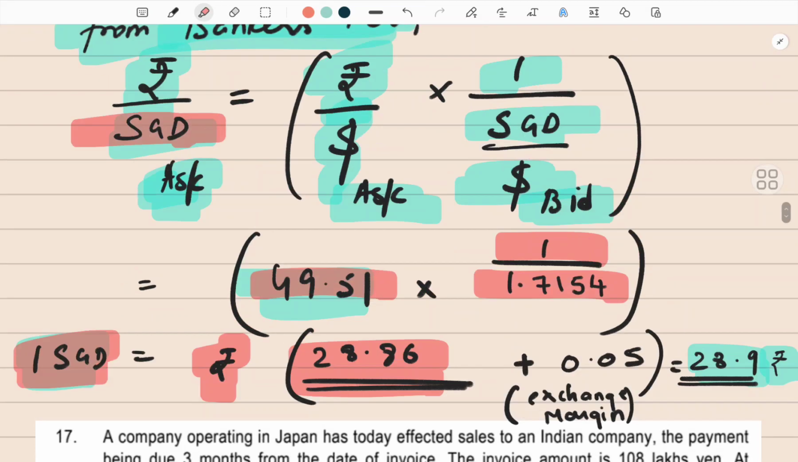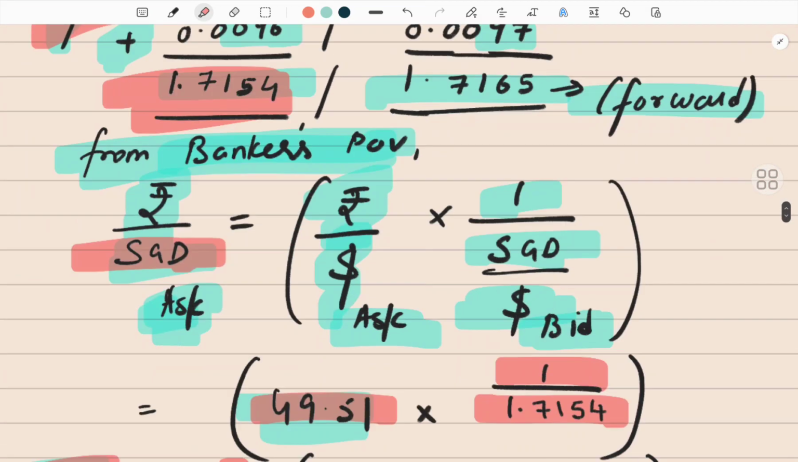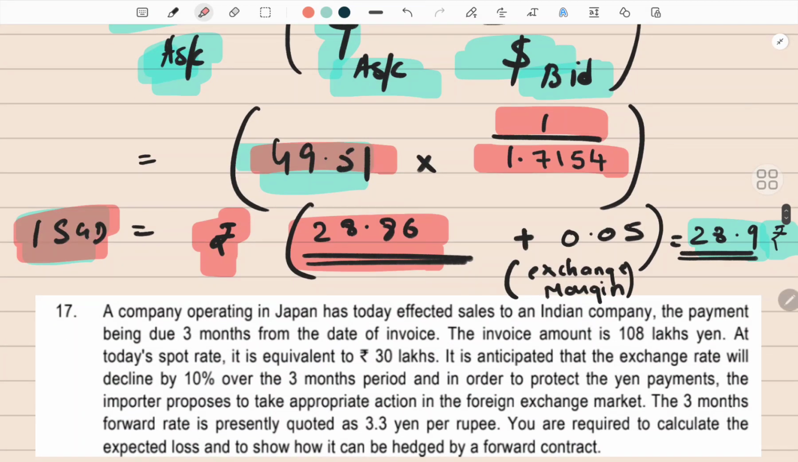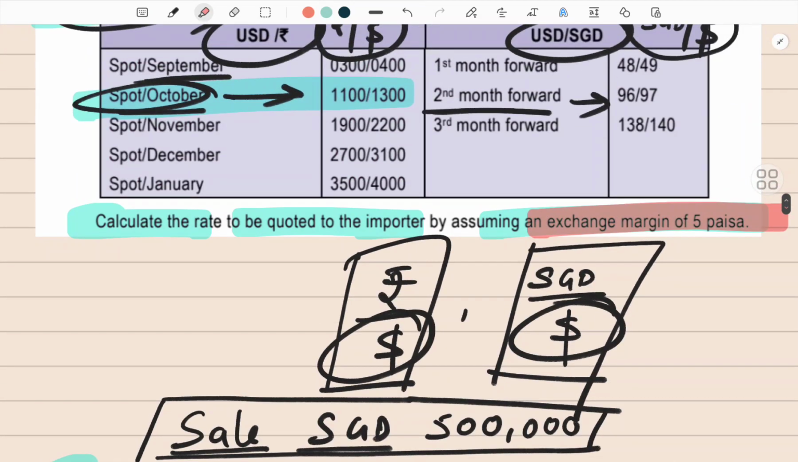But if you see the question, they've also said there's an exchange margin which the bank quotes while selling. While selling, the bank has to add the margin, because the bank wants maximum profit, not only the base rate that we calculated of 28.86, but also the 5 paise. So we add 0.05 rupee to it. That is the exchange margin, and the final rate you get is 28.9 rupees. So 1 STD is equal to rupee 28.9 is the rate that the banker will quote to the importer.